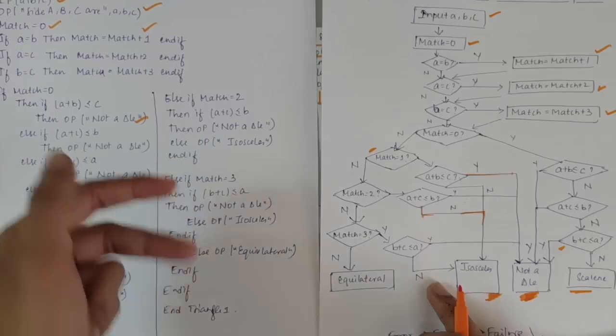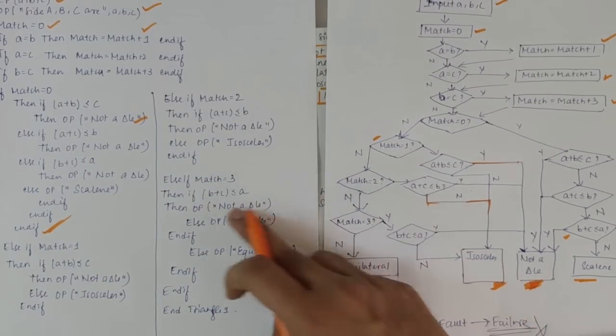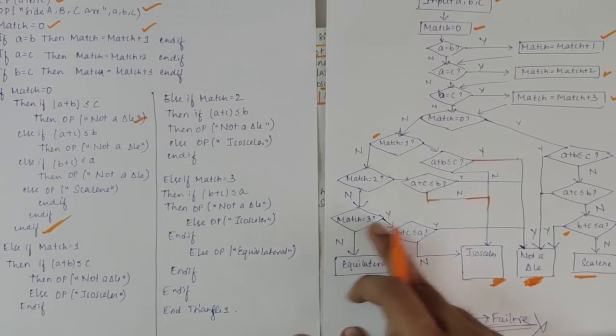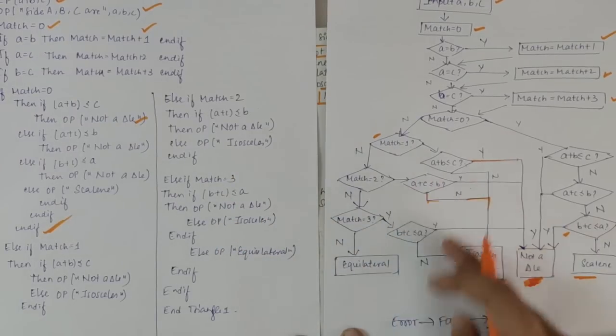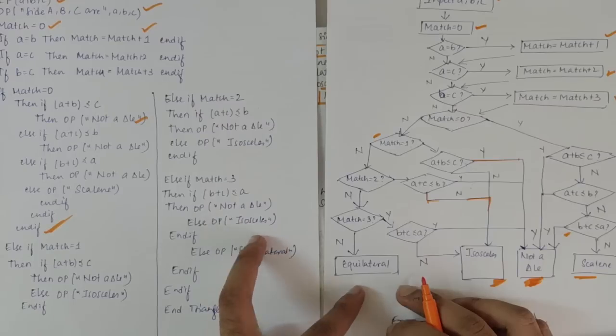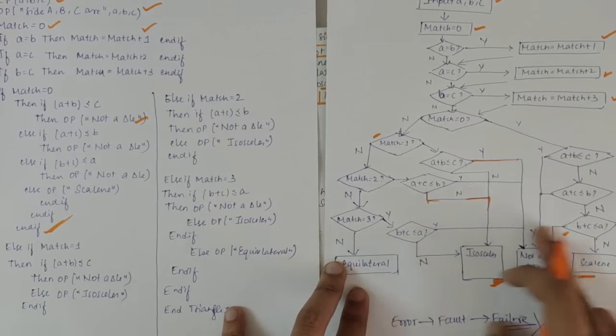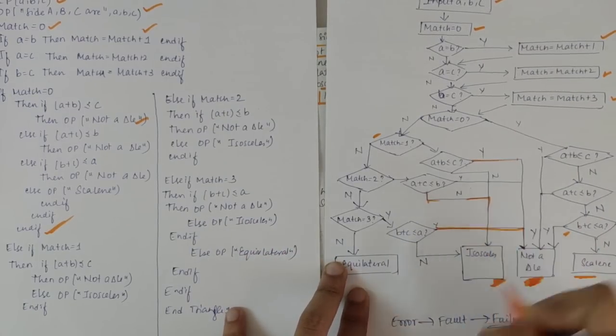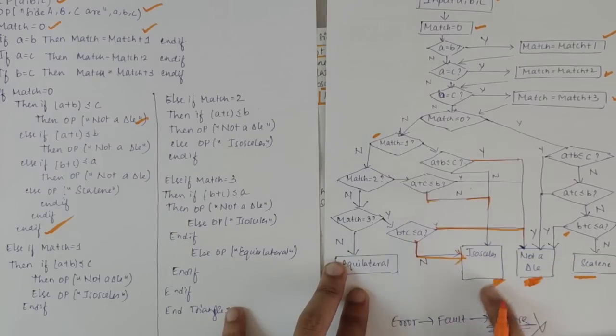End. Next I came to match is equal to 3. In match is equal to 3, if B plus C is less than or equal to A, if this condition is satisfied, then again it is not a triangle. Else it is isosceles. Not a triangle, I went here. Else it came to isosceles.